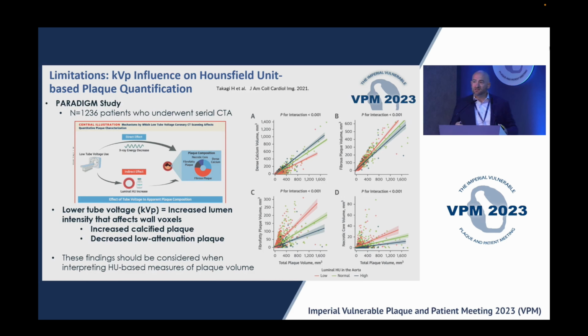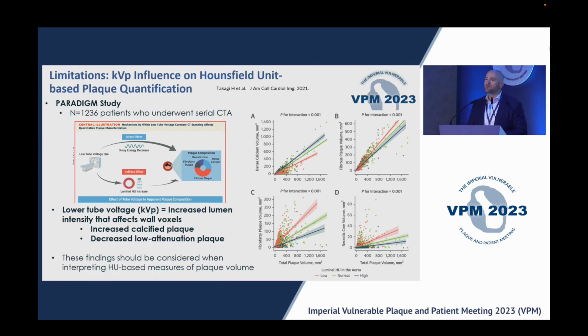When you rescan patients at different KVs, you get wildly different measurements in low attenuation plaque. If you're using low KV and you have high lumen attenuation, your likelihood of measuring low attenuation plaque goes down dramatically in the same patients, even if you image them within a very short period of time. And so how we image patients matters. This is something that does not get talked about enough.